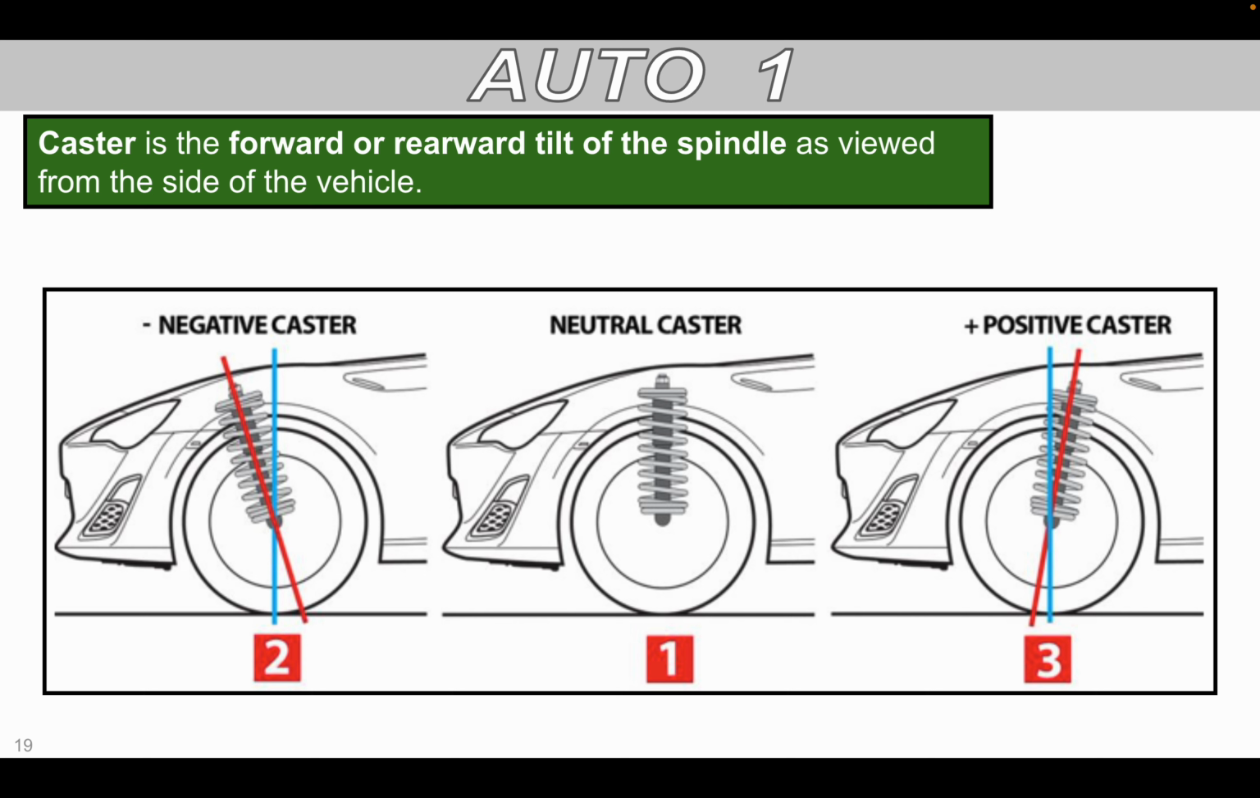Okay? Positive caster. Again, if I come in here, right in the center is where this is at. The top of that spindle is behind that center line. So if I can draw an arrow, it is positive caster. Okay?